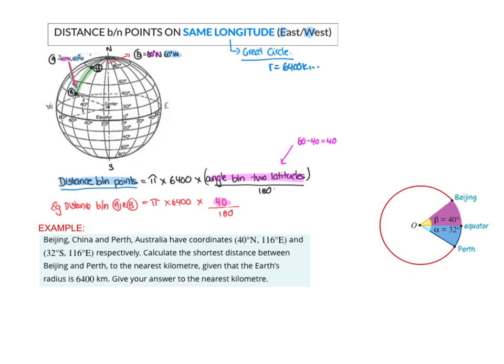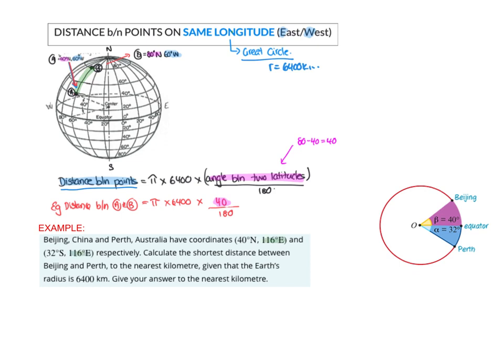So up here, if we read through the question, it said Beijing, China and Perth, Australia have the coordinates of 140 north and 116 east.